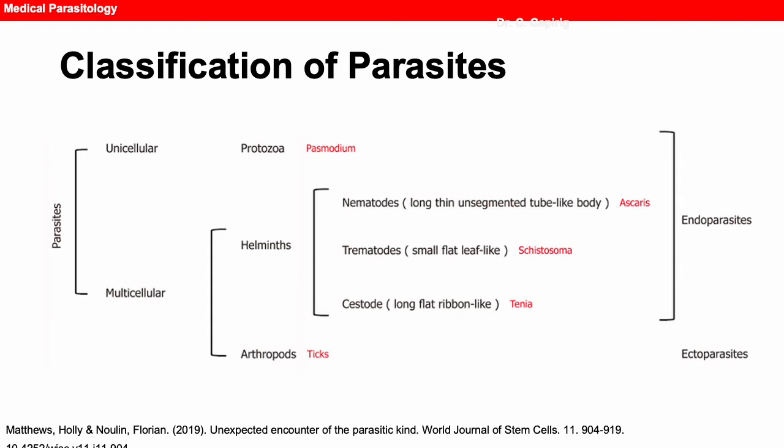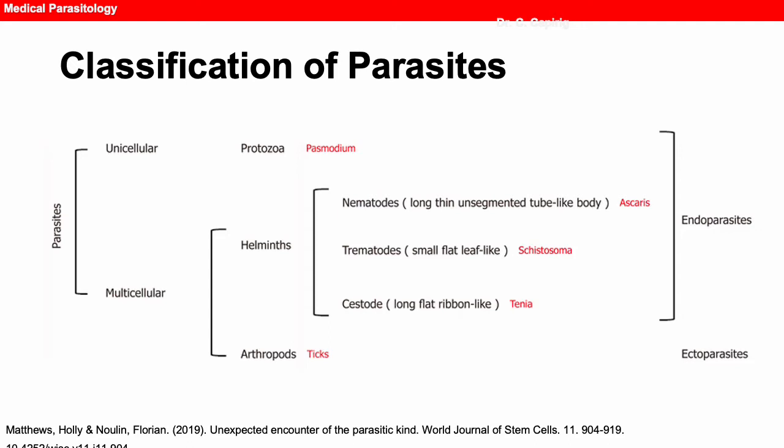Now, parasites can be classified as unicellular and multicellular according to the model created by Matthews and Nolin. And here in their model, parasites are divided into unicellular parasites. And for unicellular parasites, the representative organisms are the protozoans. Examples of protozoans are your Plasmodium falciparum, which is the causative agent of malaria, and Entamoeba histolytica, which is the causative agent of amoebiasis, and Giardia lamblia, which is the causative agent of giardiasis.